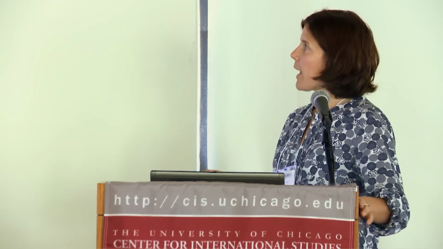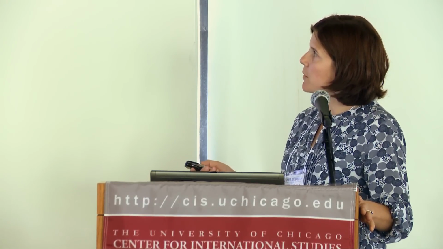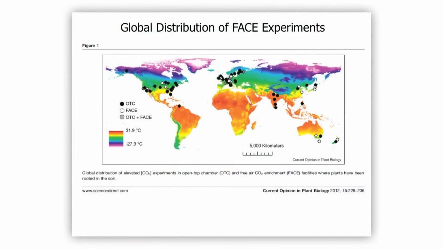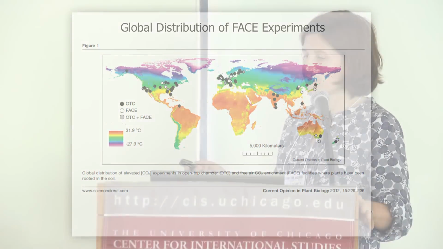The FACE site that I work at in Urbana is not the only one in the world. There's kind of a global distribution of them. So there's been a number in North America and also a number in Europe. There's an active one in China now, as well as one in Australia working on wheat that's active. And so what you'll notice on this map, if you look carefully, is that there's a big gap in knowledge for all of the tropics, and certainly all of Africa.